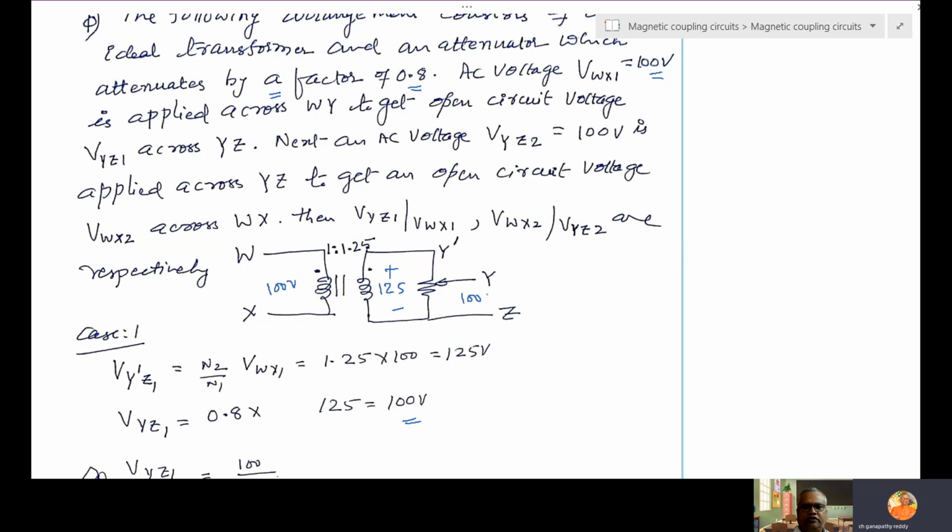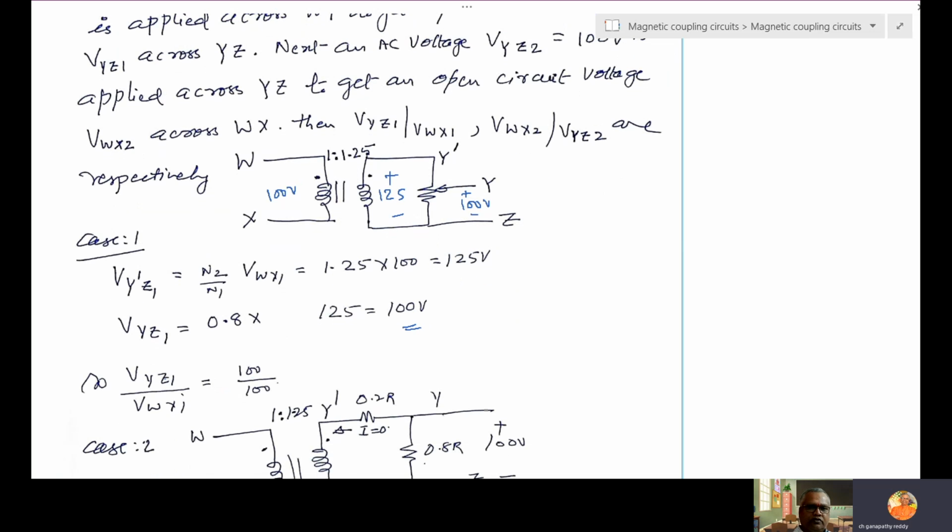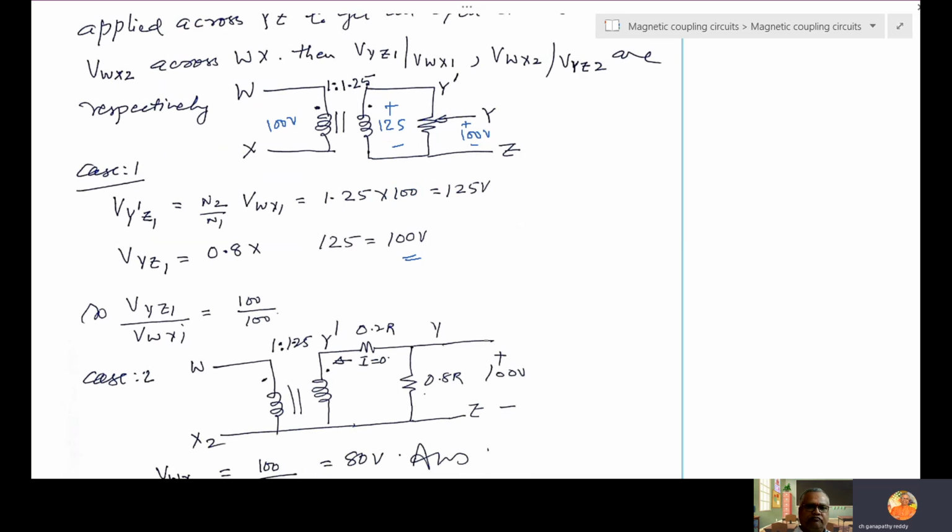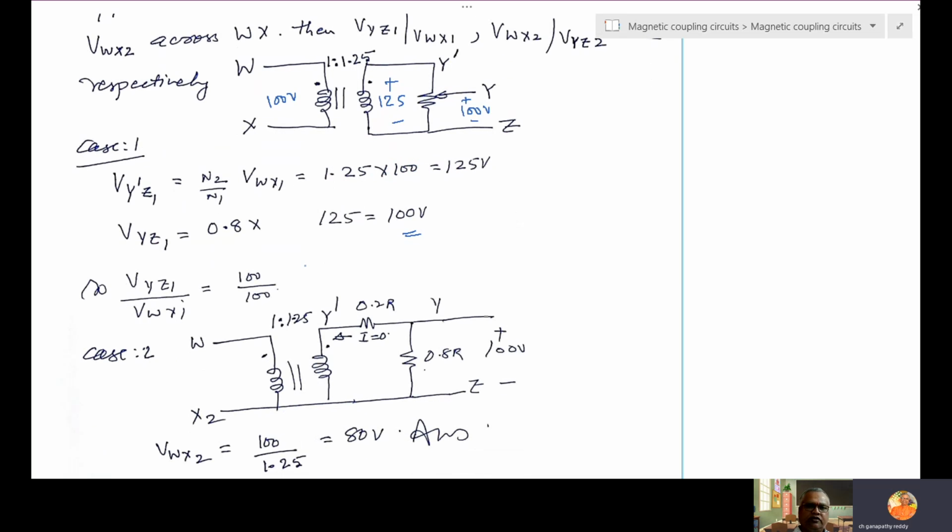So what is the voltage here? 100 volts. So VYZ1 by VWX1 ratio is asked: 100 by 100. So this is simply 100 by 100.